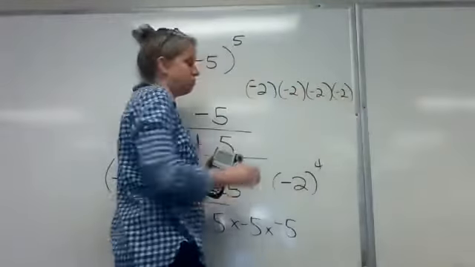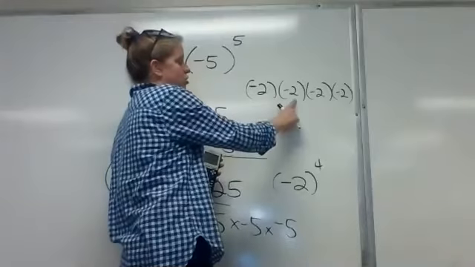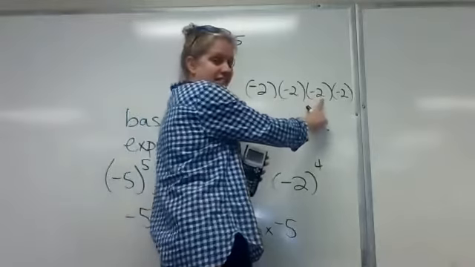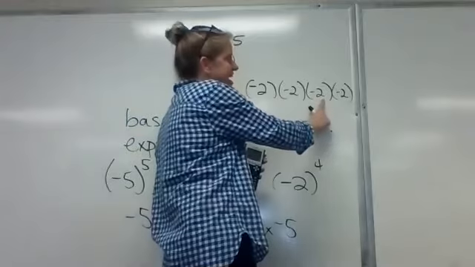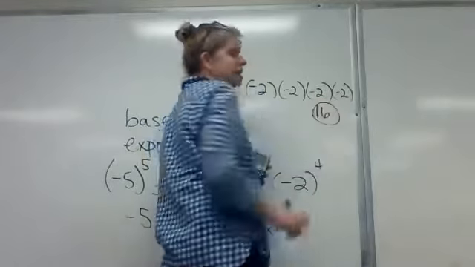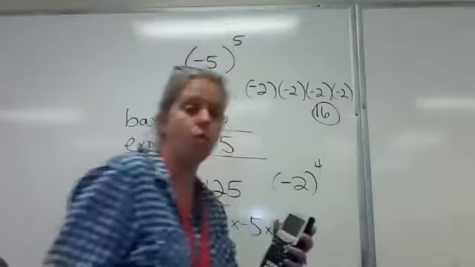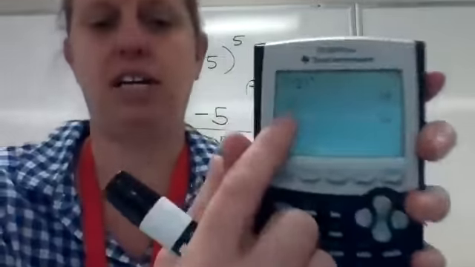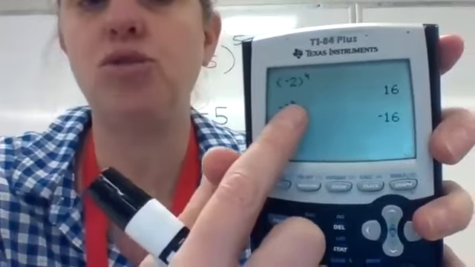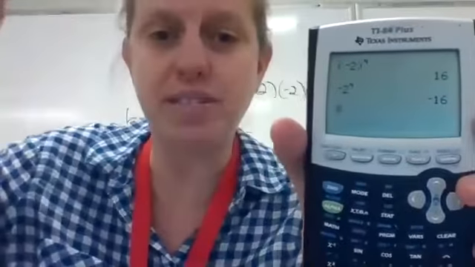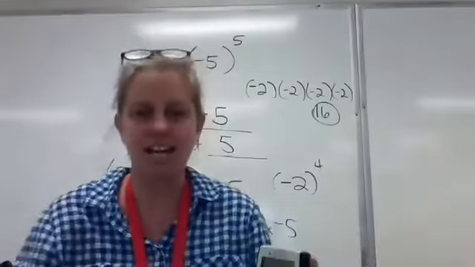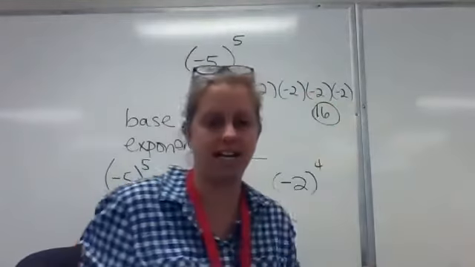So if you do that, it would look like this, right? -2 times -2 is +4. +4 times -2 is -8. And then -8 times -2, so it's negative times a negative, really is +16. What this is telling your calculator to do is to only multiply the 2 times itself 4 times and just bring down that negative. It's not including the negative in what is being multiplied together.